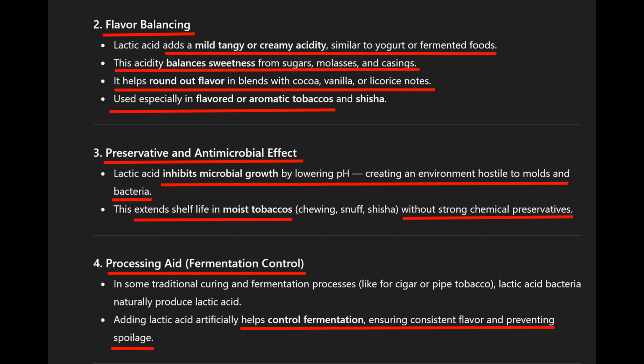Preservative and antimicrobial effect. It inhibits microbial growth by lowering pH, creating an environment hostile to molds and bacteria. Again, very, very interesting and important. It also extends shelf life in moist tobaccos without strong chemical preservatives. Fourth, processing aid, fermentation control. Helps control fermentation, ensuring consistent flavor and preventing spoilage. Let's get further.